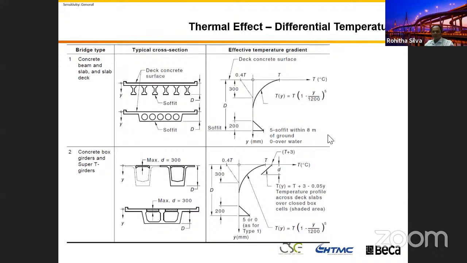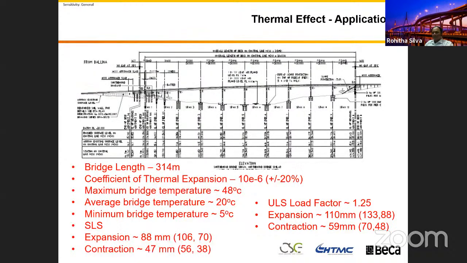I will give you one simple example, because when you calculate this, depending on your bridge cross section, this will change significantly. When you change the bridge cross section, you change your I values and A values, and then your stress diagram changes accordingly. This is the one example I just did for thermal effect.